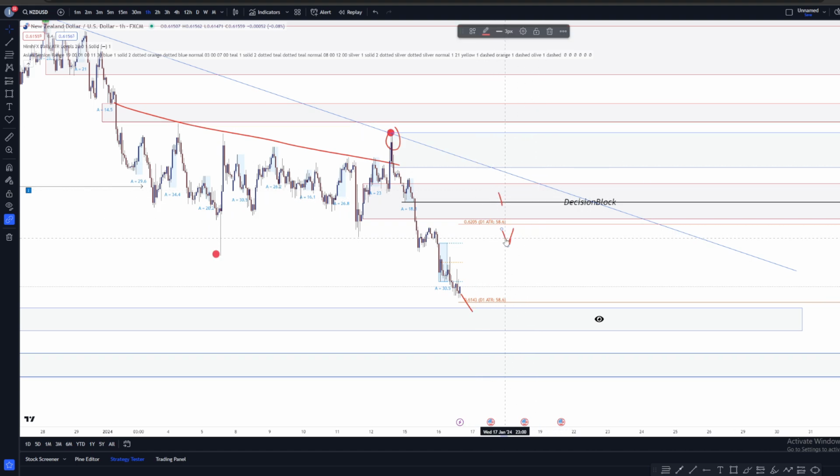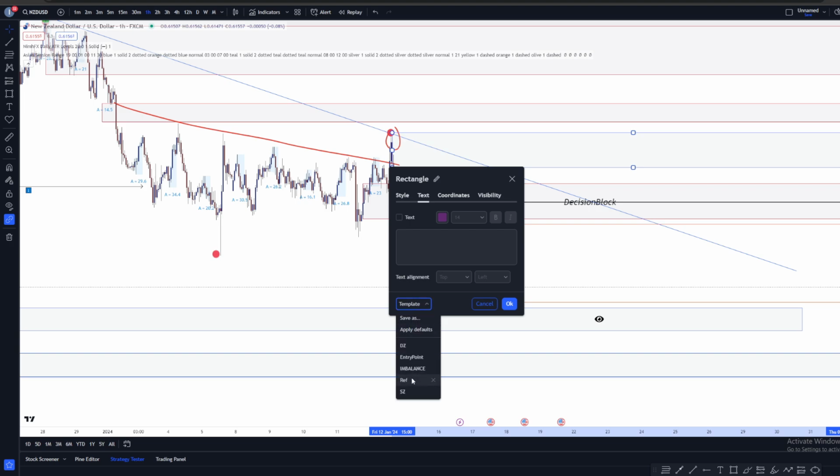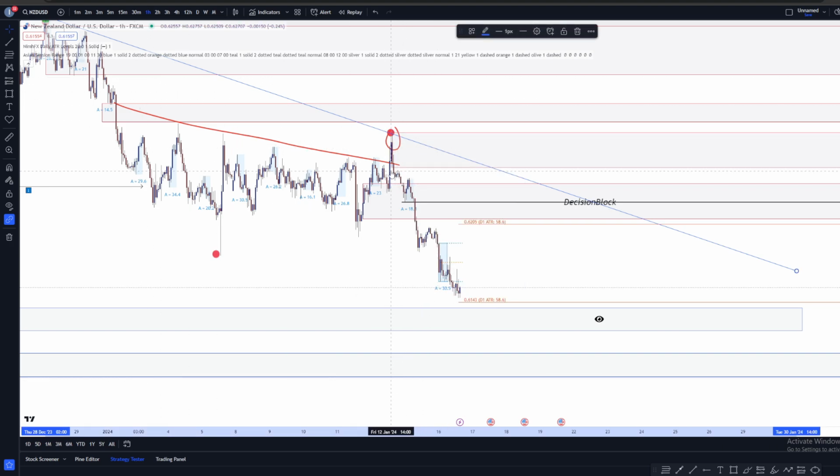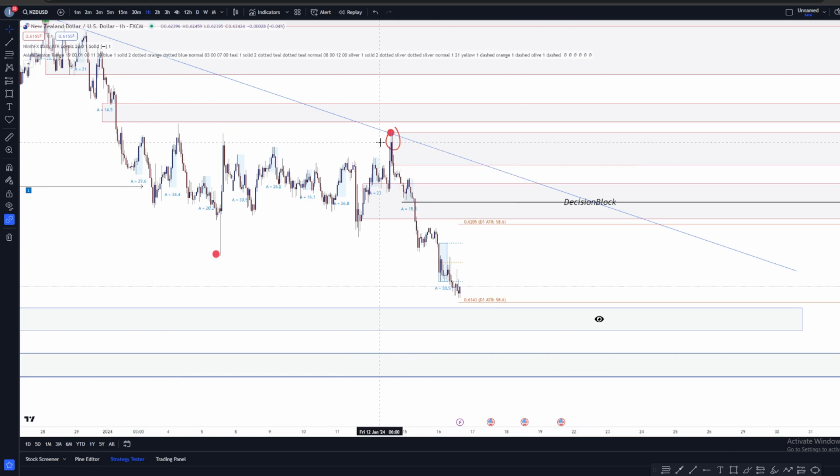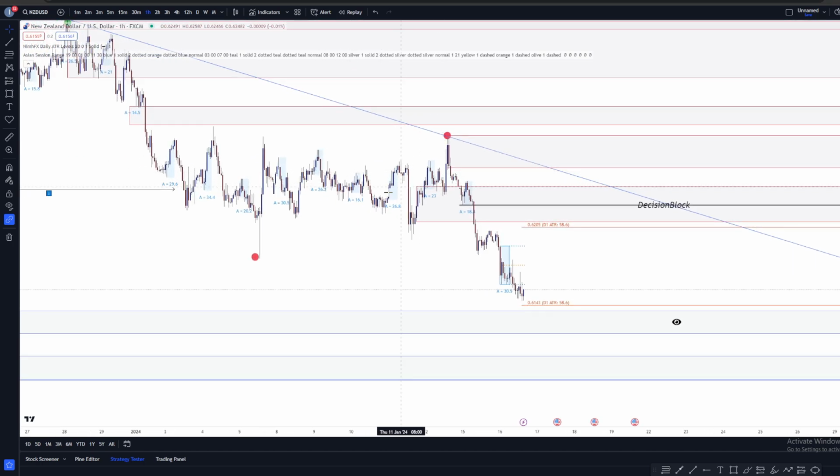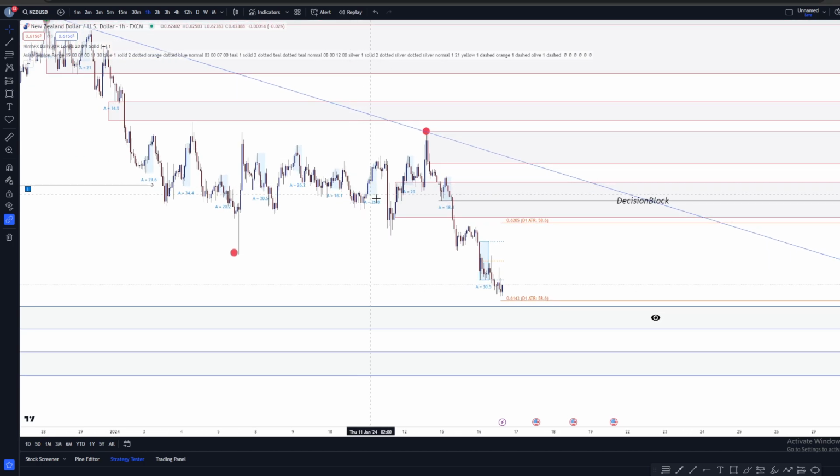Let me quickly get rid of all of this so I can make the charts look a little bit prettier. We would be looking here as well. Once again, we don't go lower than the 1 hour, so that is why we're sticking to that. Hopefully that is making sense.